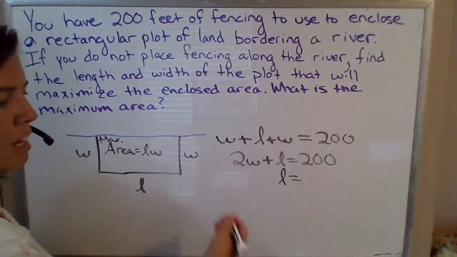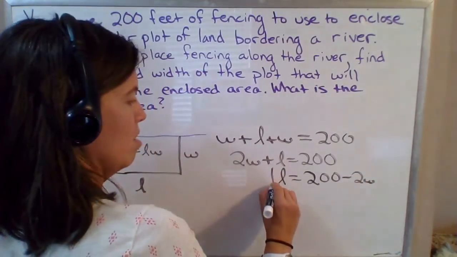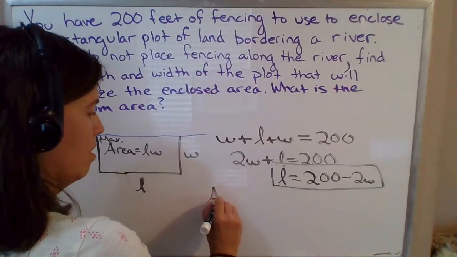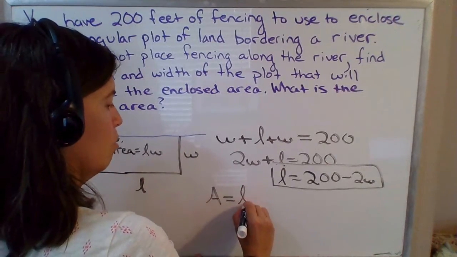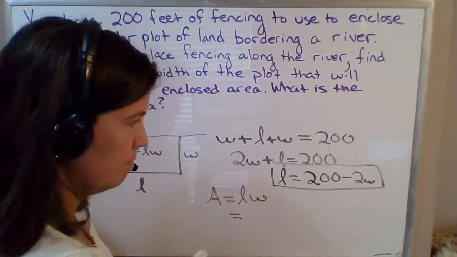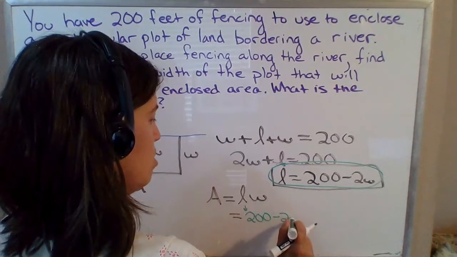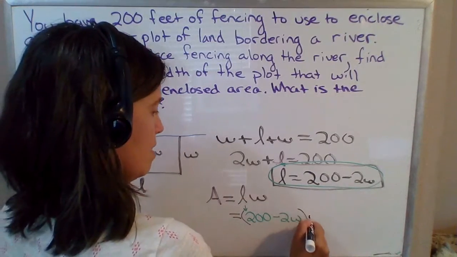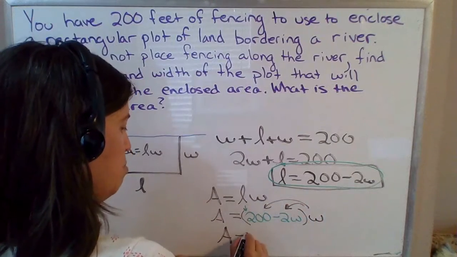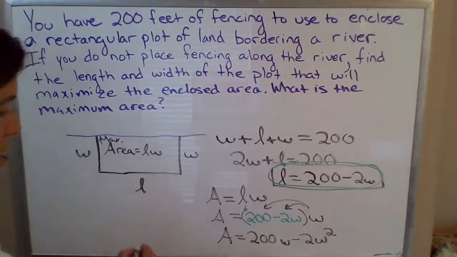For the record, it would be okay to solve for either variable. L just happens to be slightly easier to solve for, because we can just subtract 2W from both sides. So L equals 200 minus 2W. Then the area, A, is equal to length times width, but if the length is 200 minus 2W, this becomes 200 minus 2W times W. Another way to write that, if you distribute the W, would be 200W minus 2W squared.